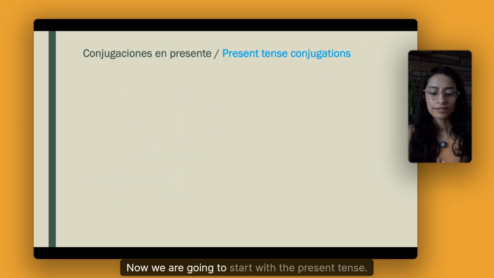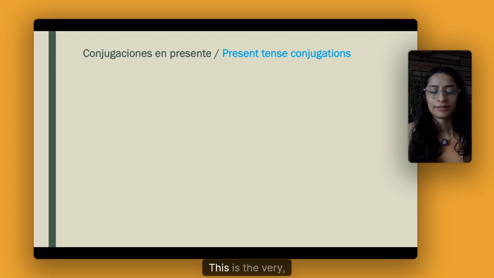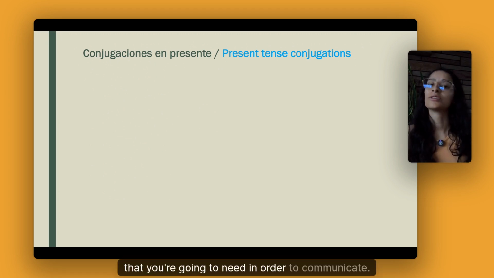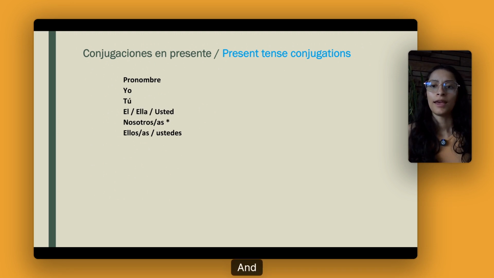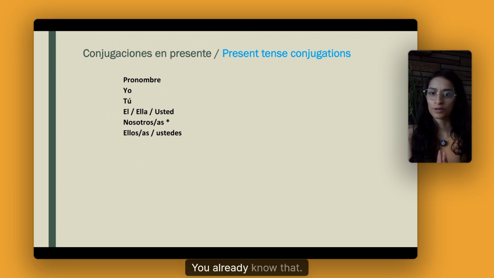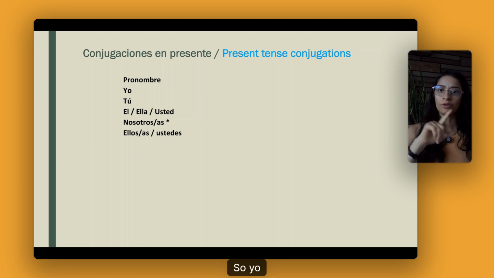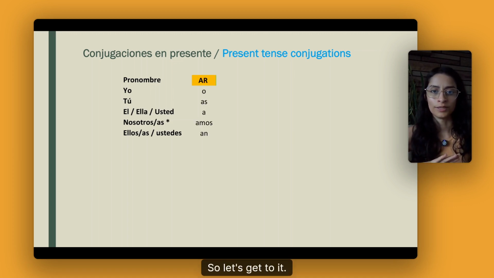Now, we're going to start with the present tense. This is the very, very first tense that you're going to need in order to communicate. And what do we need? We need a pronoun. You already know that. So, yo, tú, él, ella, usted, nosotros, ellos, ustedes. So, let's get to it.